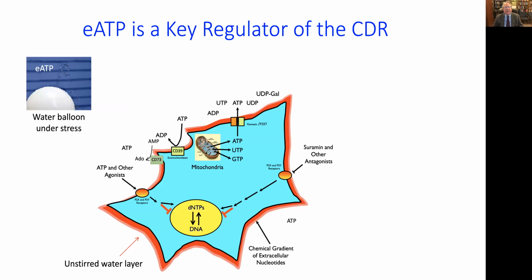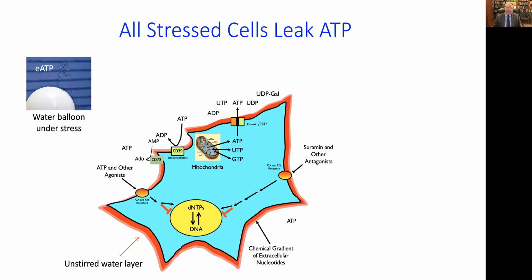So extracellular ATP is a key regulator of the cell danger response. And another interesting thing that's become known over the last 10 years has been that all stressed cells leak ATP. So the more stress a cell is under, the more the channels in the cell membrane that will conduct nucleotides and other metabolites out of the cell, for example, this pannexin P2X7, will open up and more ATP and metabolites are released, where in the extracellular space, they act as metabokines, signaling molecules that can bind to receptors on the cell surface.